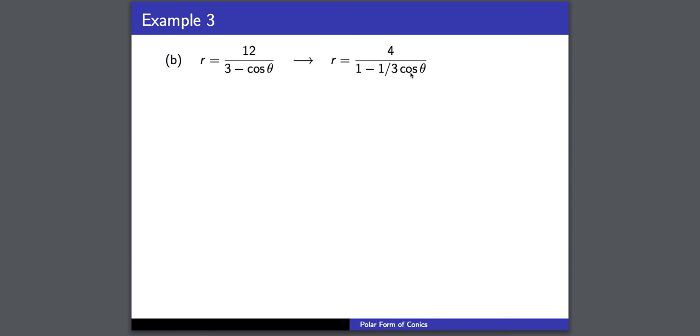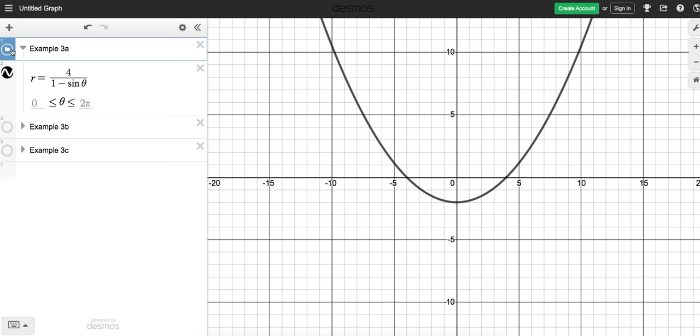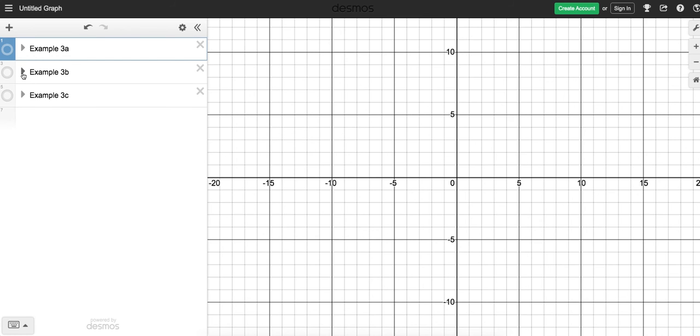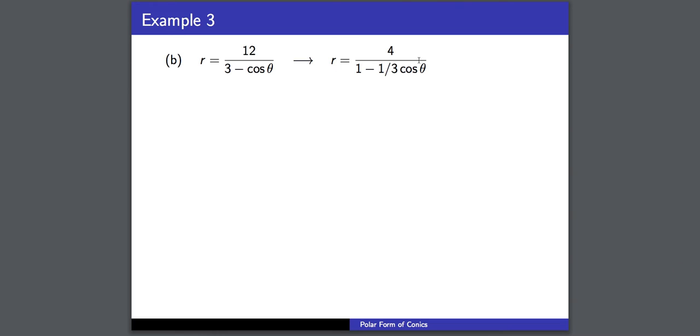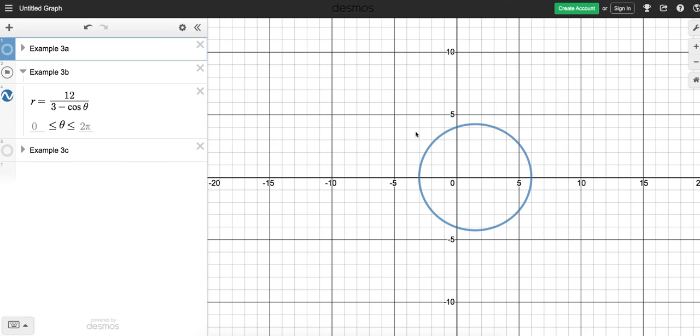So we can graph this. We can also graph the original conic section as well. So here's the original, which would also be 4 over 1 minus 1/3 cosine theta. Notice it looks very close to a circle, but it is actually an ellipse. If e was equal to 0, then we would have a circle, but e is between 0 and 1, which is going to mean that we have an ellipse.